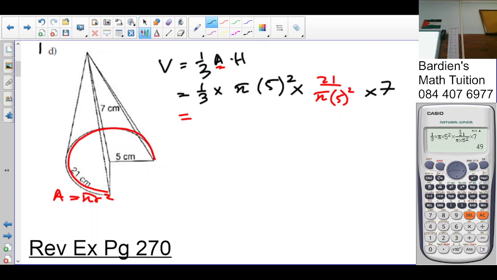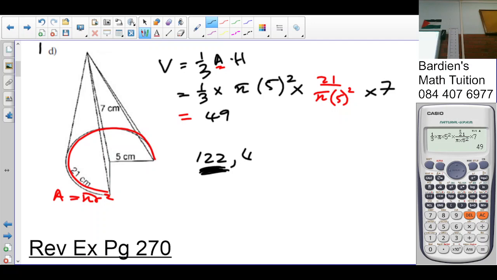What's the answer? Sorry? 120. 122.14. Okay, so let's look where's my mistake. 122.48. Okay, this is what is important to me now. So it's going to be a third area of base, so it's pi squared, times the ratio, 21 over 5, times height, which is 7. Okay, where am I going wrong?